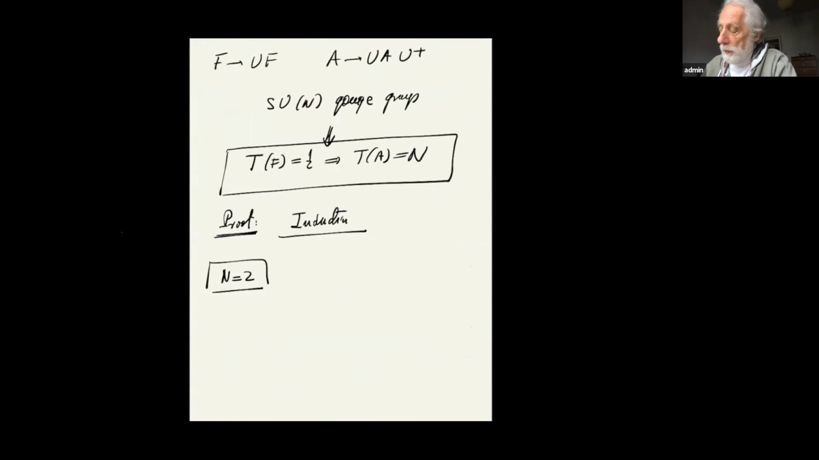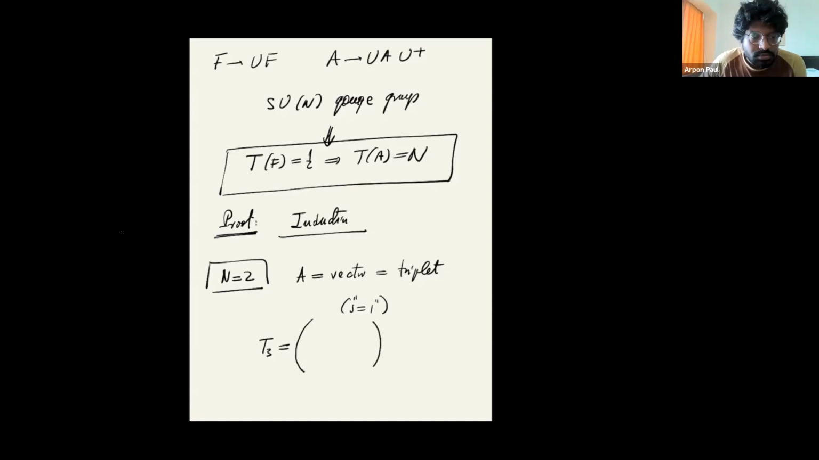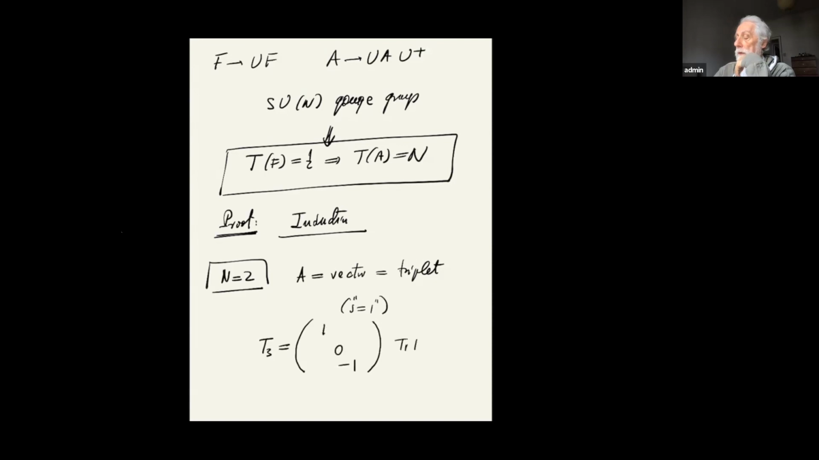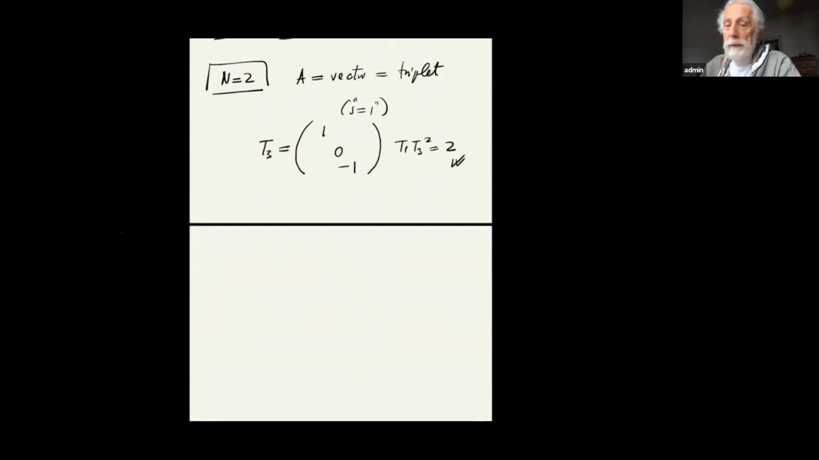So what is the adjoint of SU2? Adjoint is a vector, right? Which is a triplet. So you actually know it. It's spin 1, we can call it spin 1 if you wish. Remember, the generators are all normalized the same way, so it's enough to take one of them. So how does T3 look for spin 1? Which is diagonal. One, 0, minus 1 on the diagonal. Right. So trace T3 squared is 2. It fits, it checks, it's n. So let's assume that it's n.